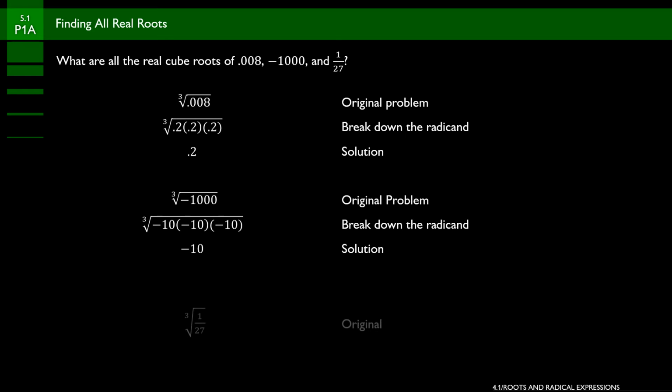Then you have the cubed root of 1 over 27. So what we can do with this is we can break this down into the cubed root of 1 times 1 times 1 over the cubed root of 3 times 3 times 3, because 1 times 1 times 1 is 1, and 3 times 3 times 3 is 27. So you get the cubed root of 1 cubed, and you get the cubed root of 3 cubed. Well, each of those, the cubed root of 1 cubed is just going to be 1. The cubed root of 3 cubed is going to be 3. Or if you just memorize, the cubed root of 27 is 3. So your answer is going to be 1 over 3.